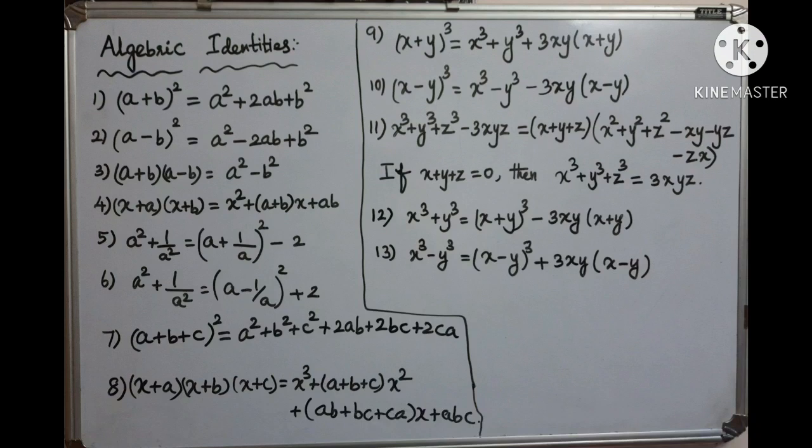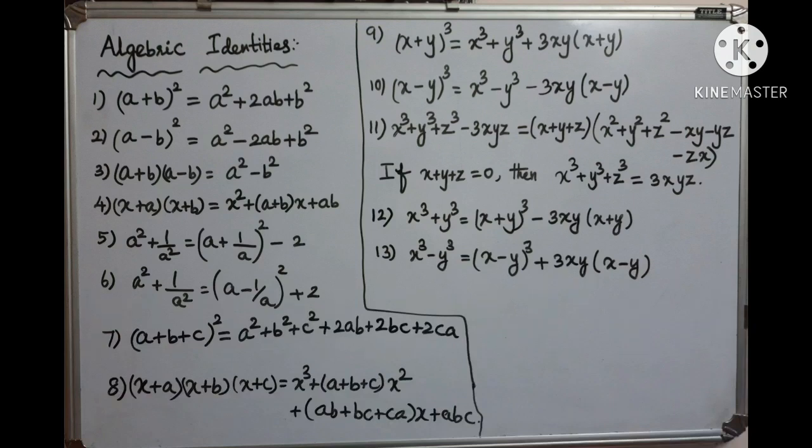The upcoming formulas are also very important to solve upcoming problems. The fifth one is a square plus 1 by a square, which is equal to (a plus 1 by a) the whole square minus 2. And the next one is a square plus 1 by a square; this is also the same, but a small change is there: (a minus 1 by a) the whole square plus 2. And then the seventh one is (a plus b plus c) the whole square, which is equal to a square plus b square plus c square plus 2ab plus 2bc plus 2ca.